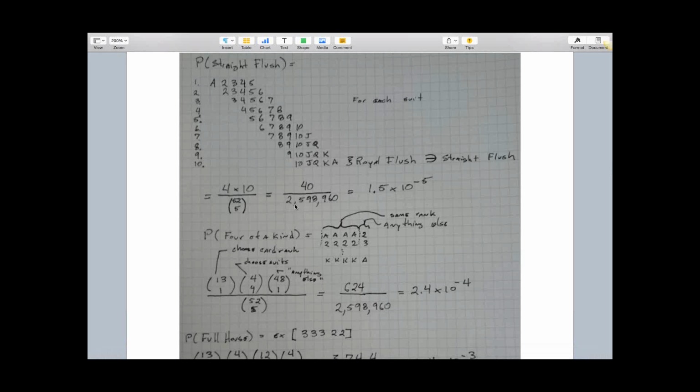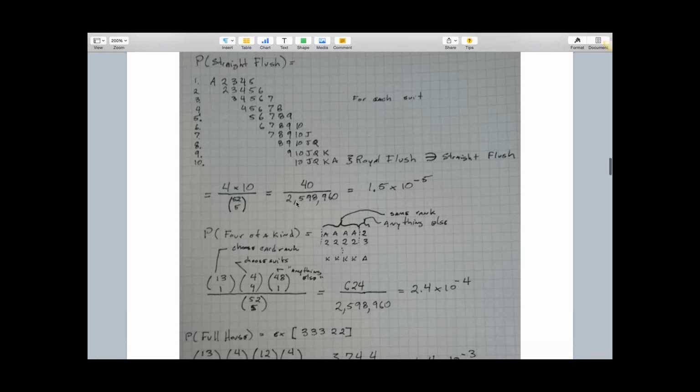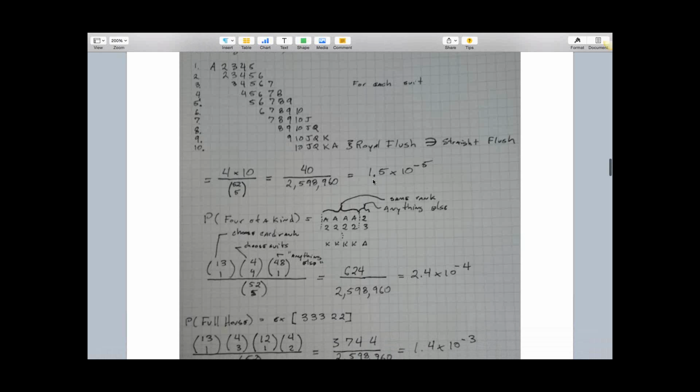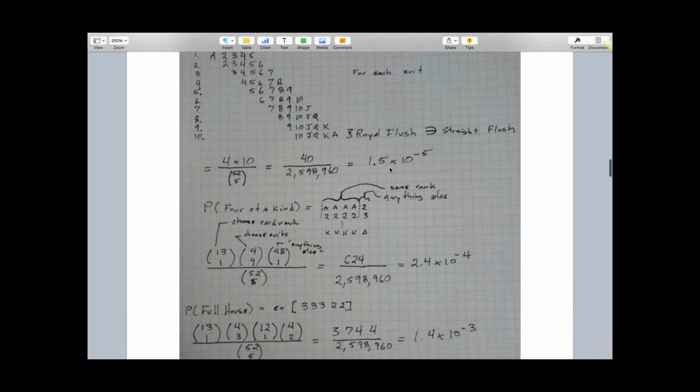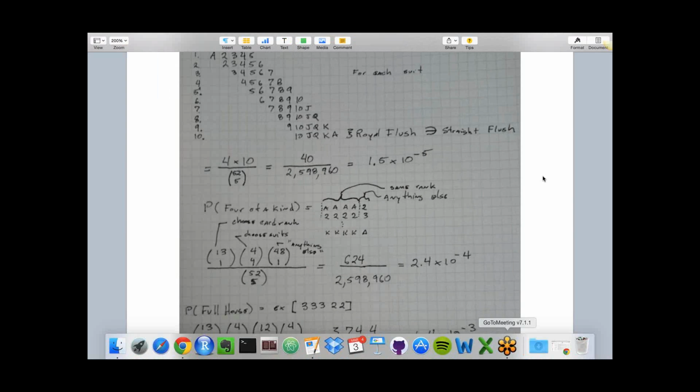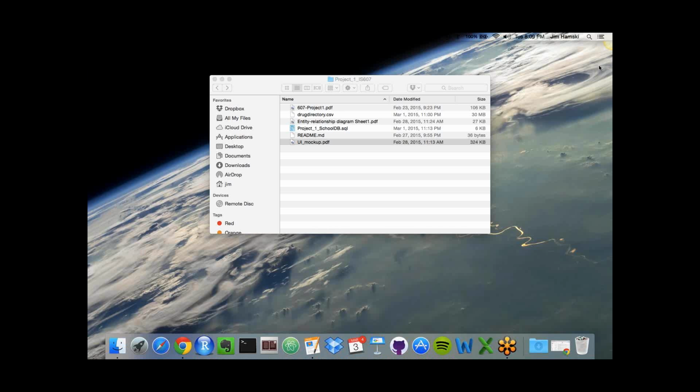out of the 2.5 million plus possible hands. And that leads us to the probability of 1.5 times 10 to the negative 5. Okay. I'm going to go ahead and check the chat here.